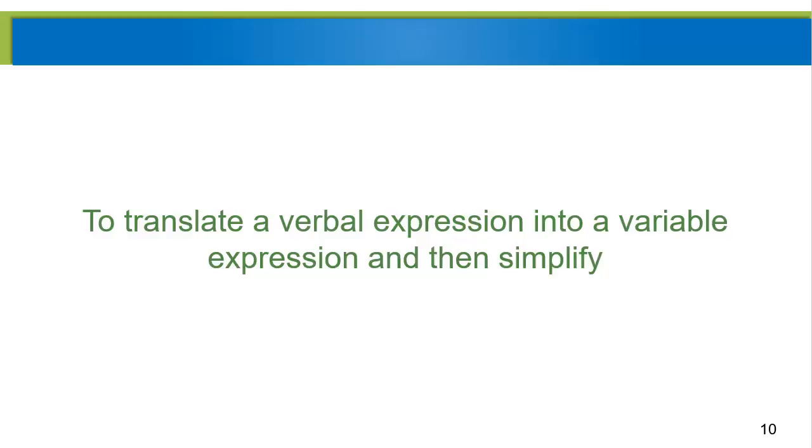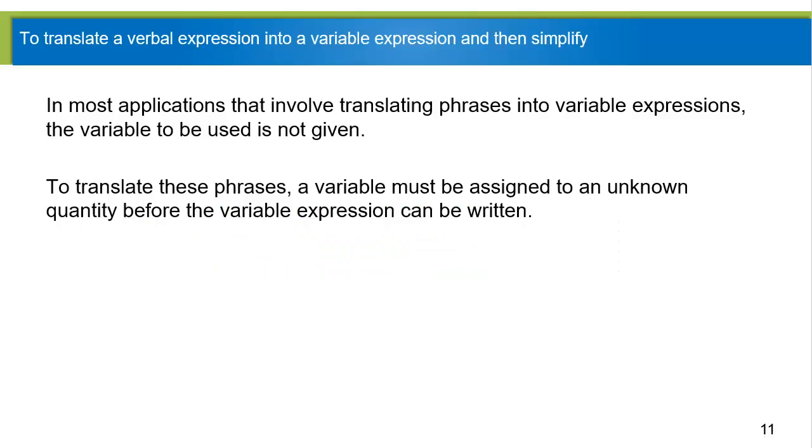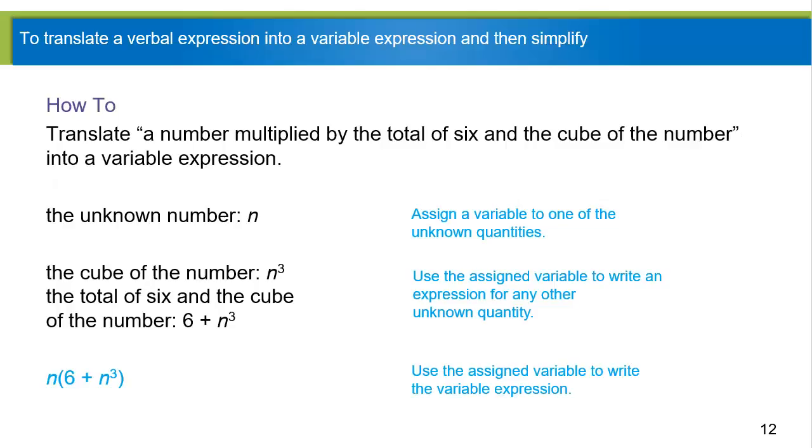Okay, so let's look at some more examples where we're going to try and translate phrases. We have to assign a variable, right? They don't give us a variable all the time. And then be able to solve them or reduce them later on. So how about a number? We want to translate the phrase a number multiplied by the total of 6 and the cube of the number. You see how they say a number and the number? That's implied, then, that we're talking about the same number, which means we're going to use the same variable.